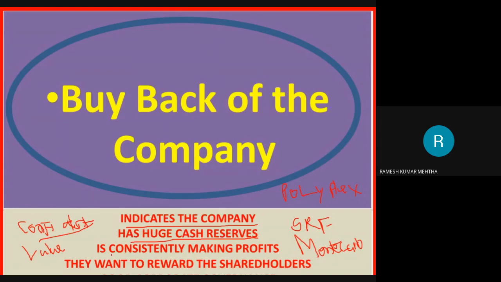And this is possible only when there is a huge amount of profit and they want to reward the shareholders, because they can come out with a buyback of their own shares at a price that could be more than the market price. For example, the market price is 100 rupees, and they come out with a buyback at 150 per share. It means they want to reward another 50 rupees to the shareholders.